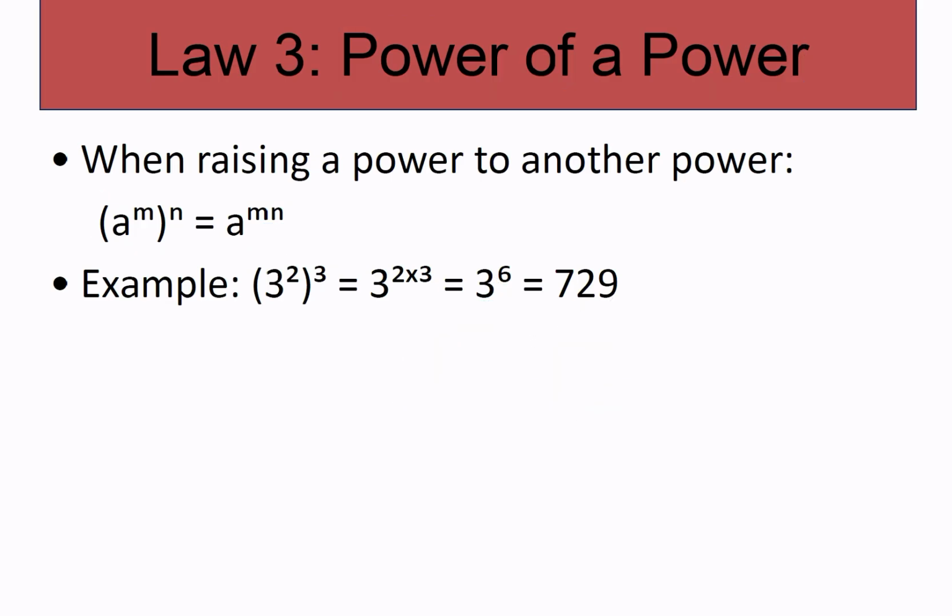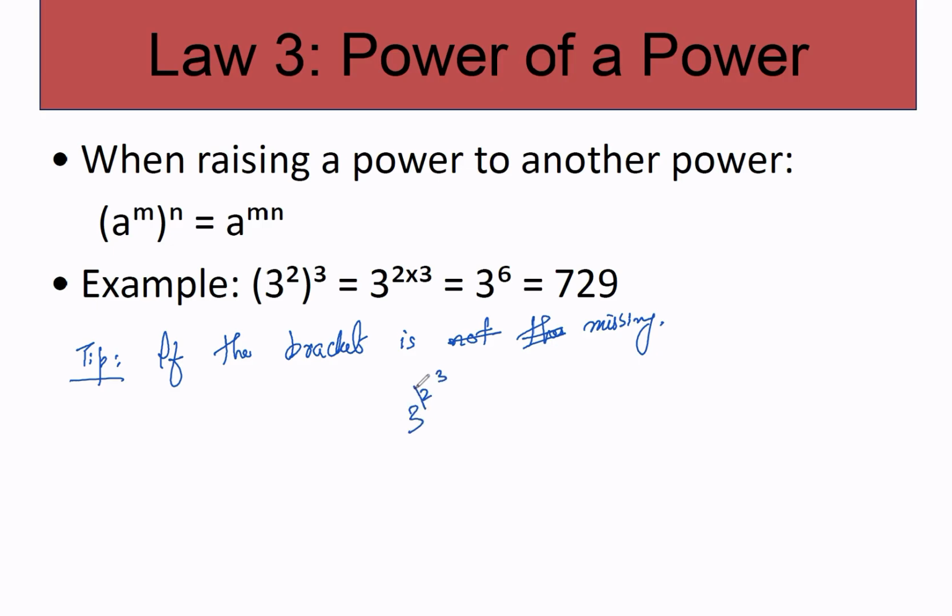Okay. Remember that if the bracket is missing, or you can say if the bracket is not there, then what do we do? Then 3 square cube. Now you will cube this 2. Okay, means 2 times by 2 times by 2, which is 3 power 8.